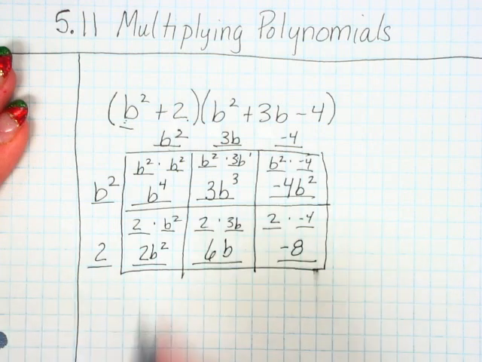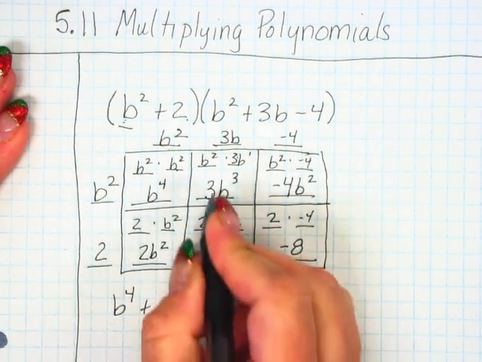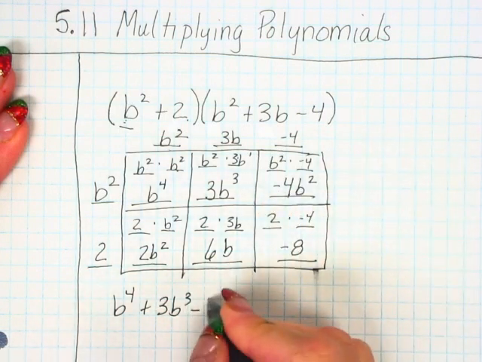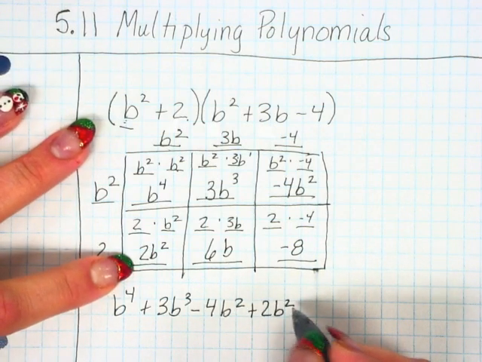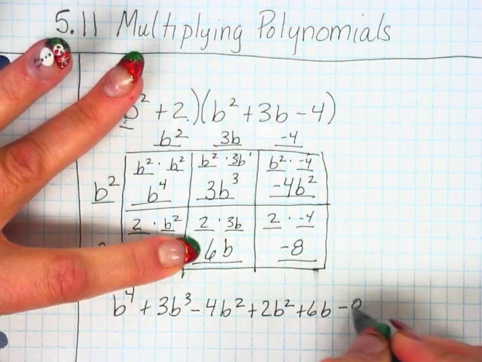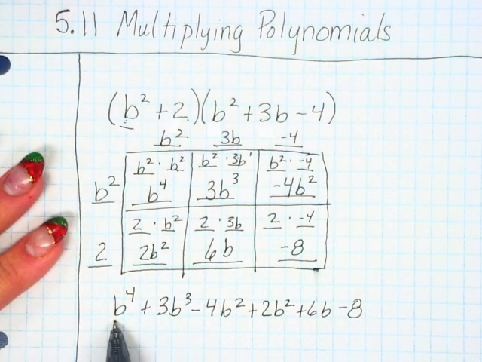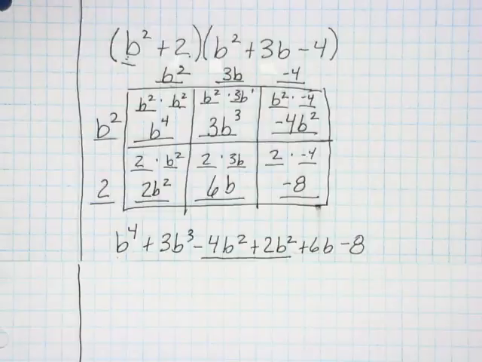I'm going to add all of those together. So b to the fourth plus 3b to the third. There's a negative, so that's minus 4b squared, positive, plus 2b squared, positive, plus 6b, negative, minus 8. Now we're going to collect our like terms. Now what I notice is that I have b to the fourth, b to the third. Here are 2b squares, b to the first, and 8.